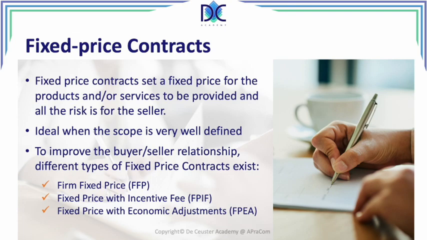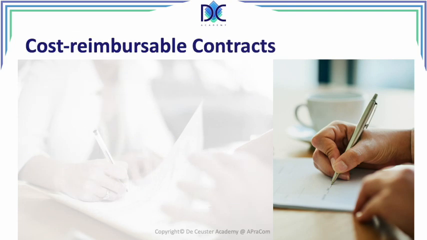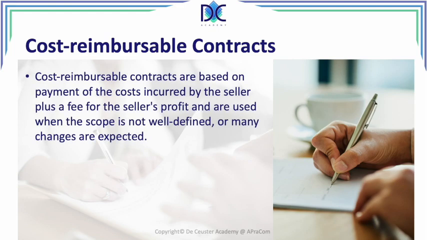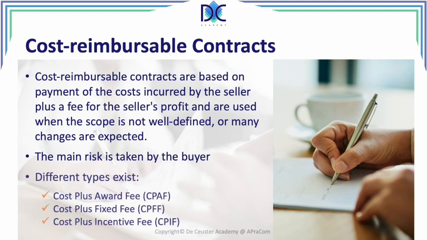Cost reimbursable contracts are also interesting. Here we have a payment of the cost incurred by the seller, plus a fee for the seller's profit. These are better used when the scope is not so well defined or we expect many changes. The main risk is taken by the buyer, and we have different types that exist: cost plus award fee, cost plus fixed fee, and cost plus incentive fee.